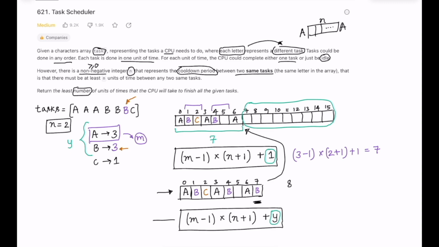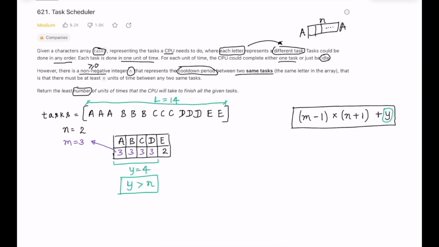Here is the same formula. As you can notice, I've replaced the final term by y. Will this formula work for all cases? What about the cases where y, the number of tasks with the most frequency, is greater than n? Y is greater than n. Let's take another example and check if the formula works. Let me clean up some space here.